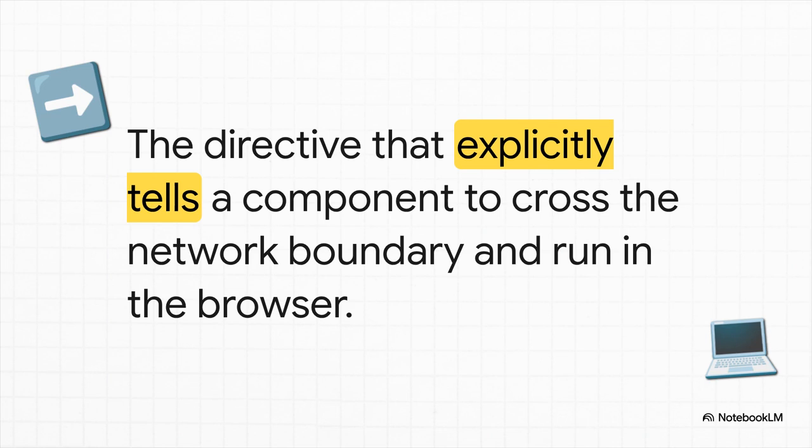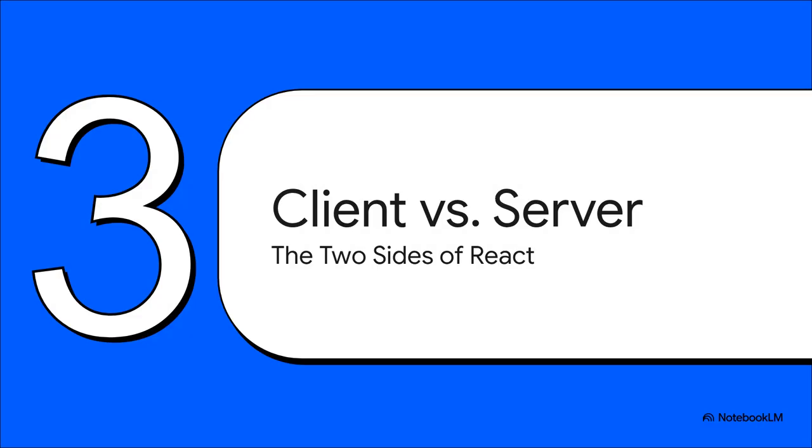So how do you tell a component, hey, you need to cross that line and go to the browser? It's incredibly simple. You just add this one little string at the very top of your file. "use client". That's it. Think of it like a passport. It's your explicit, deliberate signal to the framework saying, okay, this component absolutely needs to run in the browser. And that simple directive is what creates the two main characters in this new story, client components and server components.